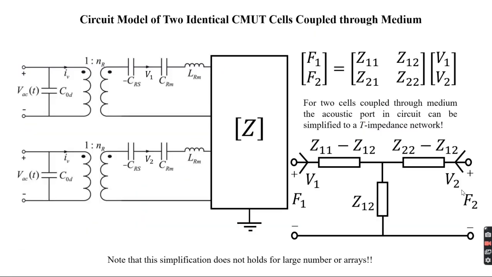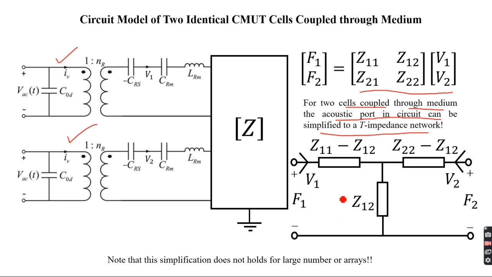Let's start with the two cells. These are two cells terminated into a 2 by 2 radiation impedance matrix, the mutual impedance matrix for two cells coupled through the medium. The acoustic port in the circuit can also be simplified to a T impedance network. So yeah, these are the artifacts.